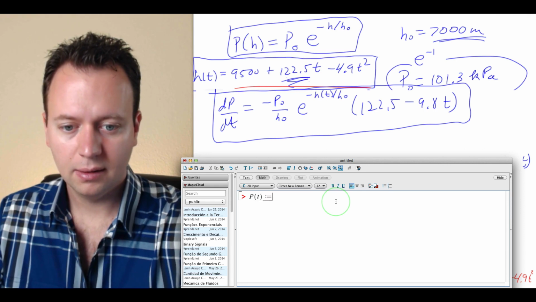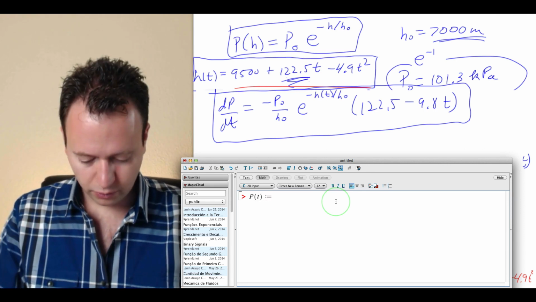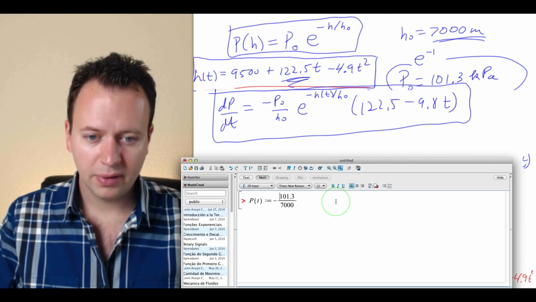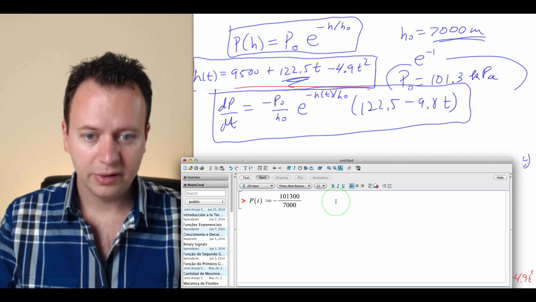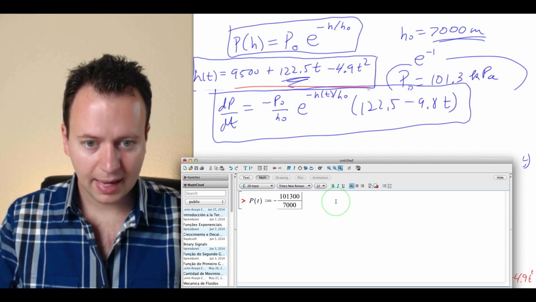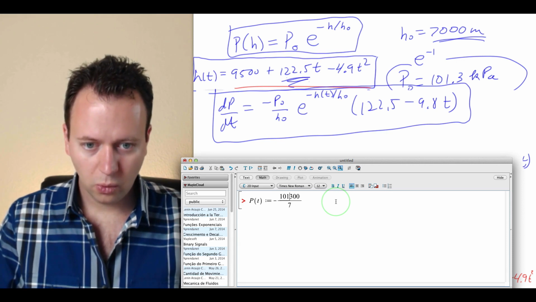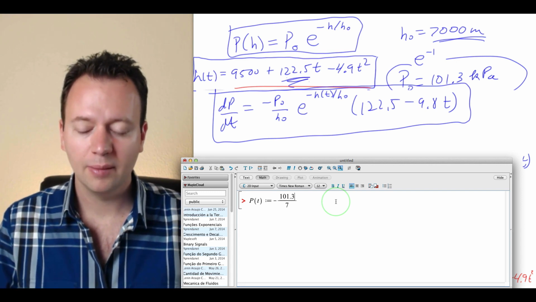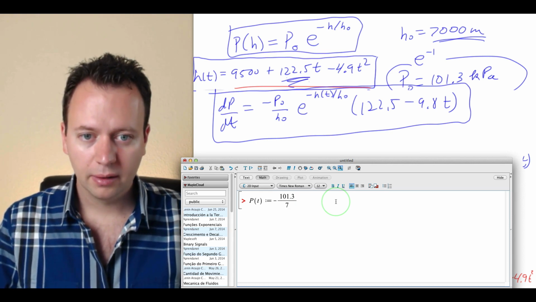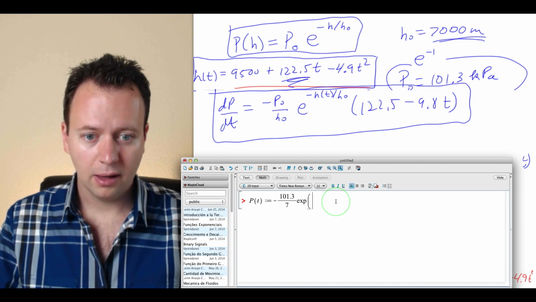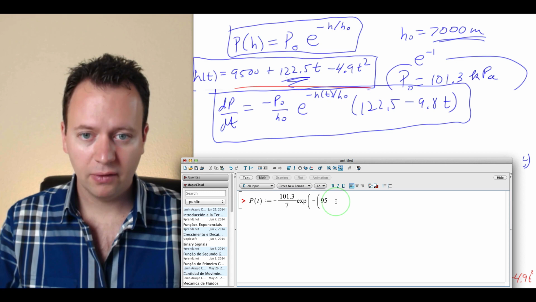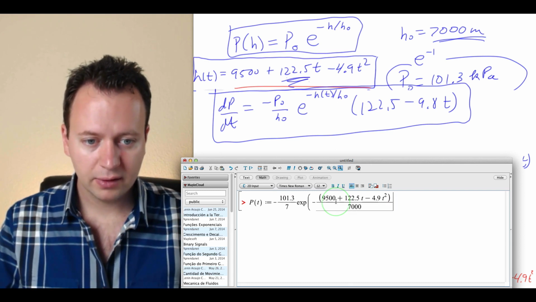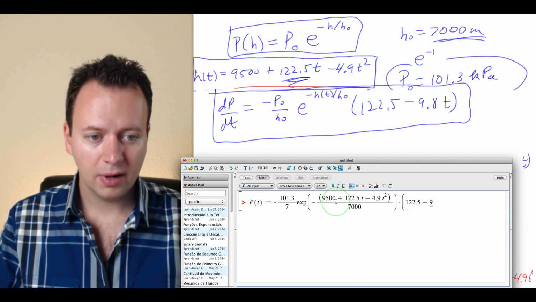Let's say p of t is equal to, so we have minus 101.3 divided by 7,000, or we can do it in pascals instead of kilopascals. So that way the thousands cancel out. And note that that's the same as 101.3 divided by 7. So pascals per meter is the same as kilopascals per kilometer. So let's just think of this as pascals per meter. Exponential, so minus 9500 plus 122.5 t minus 4.9 t squared over 7,000 times 122.5 minus 9.8 t.